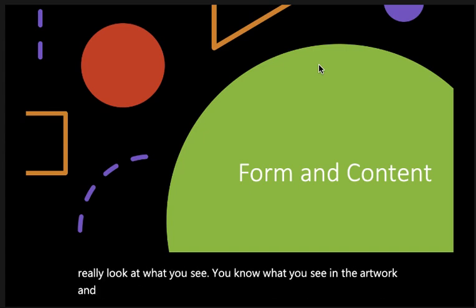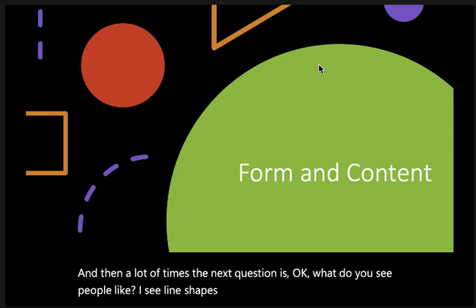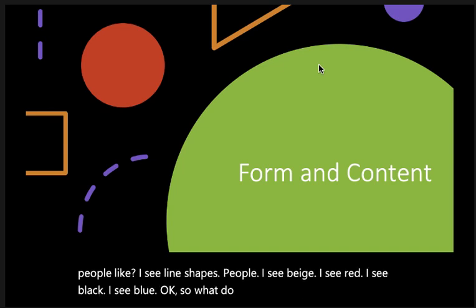And then a lot of times the next question is, okay, what do you see? People are like, I see lines, shapes, people. I see beige, I see red, I see black, I see blue. Okay, so what do you think you see, or what do you think is going on?